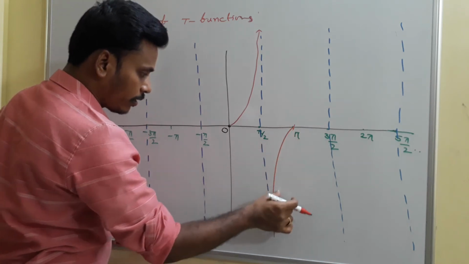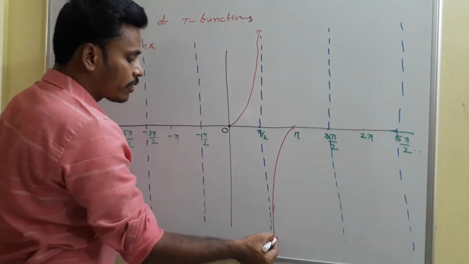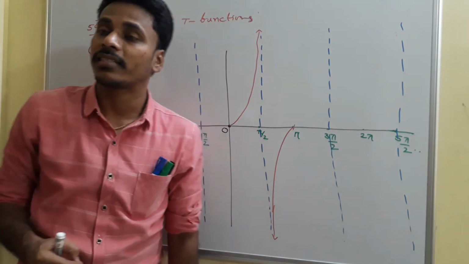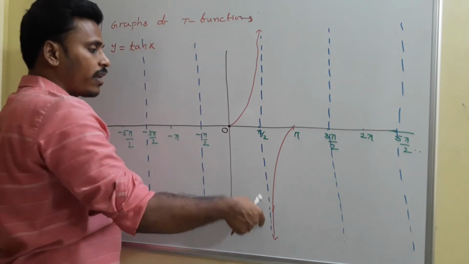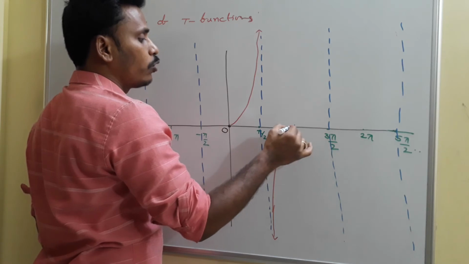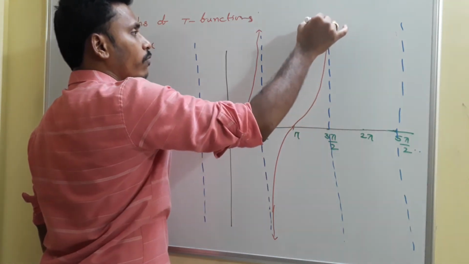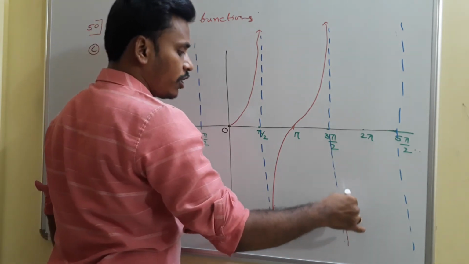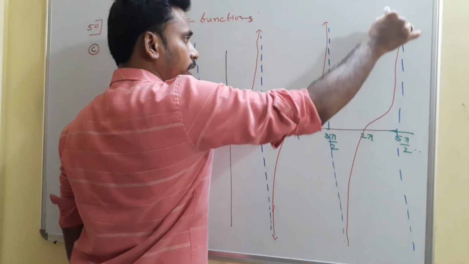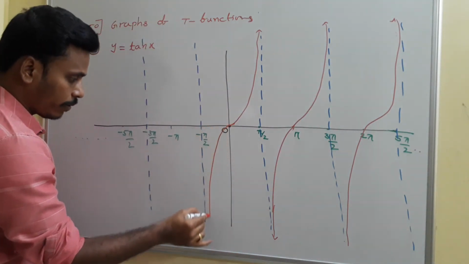Yeah, like this. Tan 180 degrees is 0. But tan 90 degrees, see, for something more than 90 degrees, the tan value is what? Minus infinity. So the graph comes from minus infinity and reaches 0 at 180. Again from 180 to 3 pi by 2, at 180 it is 0, and at 3 pi by 2 it is infinity. So in each and every range of pi by 2, the graph will be like this. Okay, here also the graph will be like this.